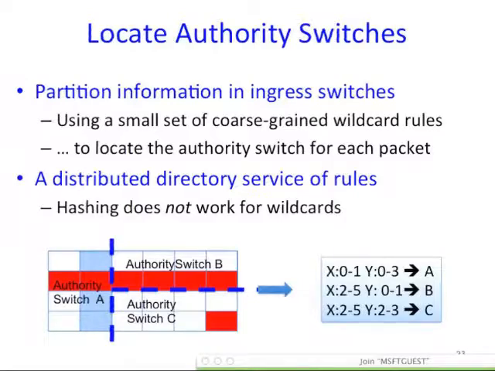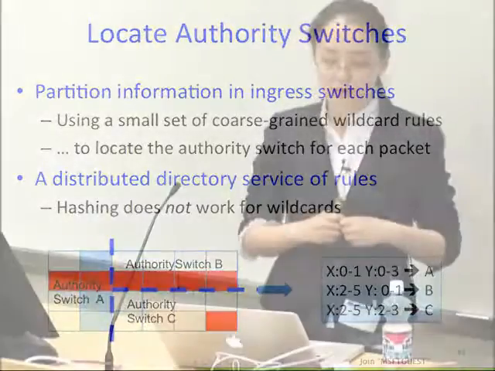Okay, so now the question left is, since we have a group of authority switches, how does the ingress switch know which authority switch to ask for the rules? If we look at this example, we partition this flow space into 3 parts, and to describe this partition, we just need 3 wildcard rules, and each rule describes the boundary of each partition. By doing that, we can easily describe this partition in the TCAM in the switches. And so all these authority switches together are actually hosting a distributed directory of rules.